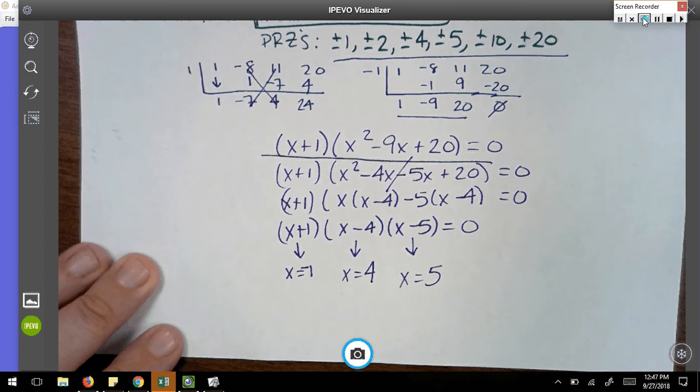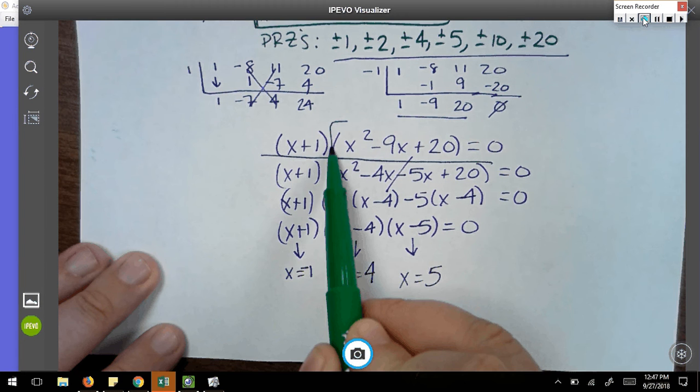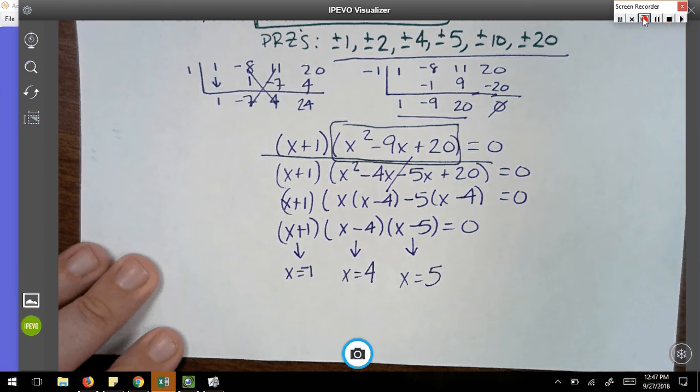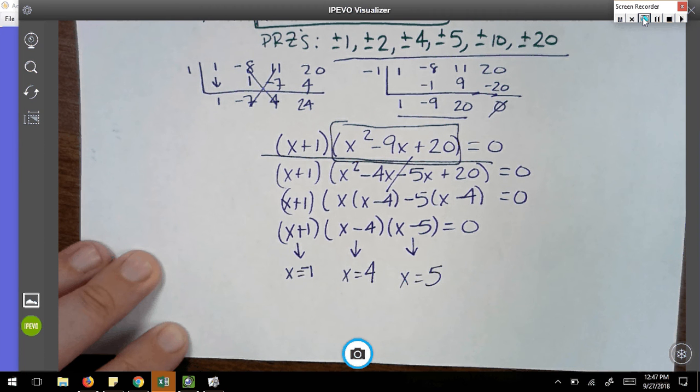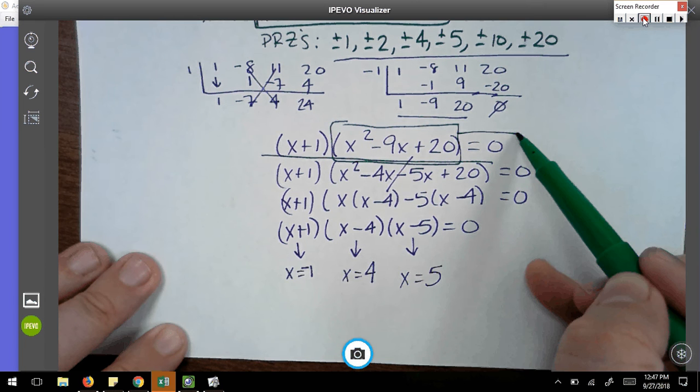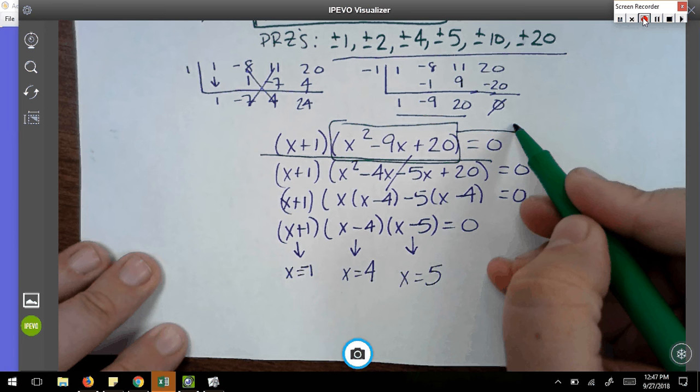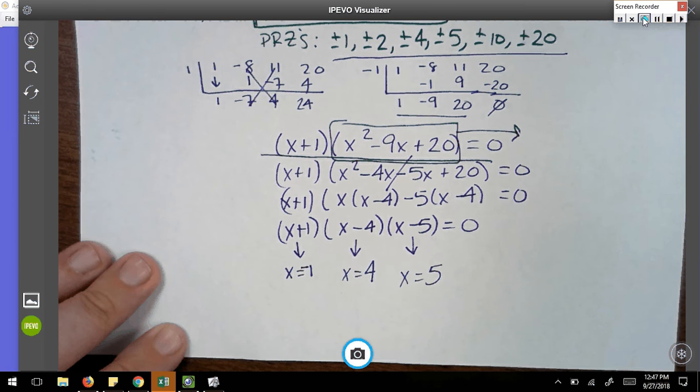What if I couldn't factor this? What if it wasn't a quadratic, if it had a power of 3? What if I couldn't factor it? We have to do it again. I would have to PRZ again. What I'm getting at is that PRZs is just a way to help you factor. PRZs find a factor for you and then you go from there.